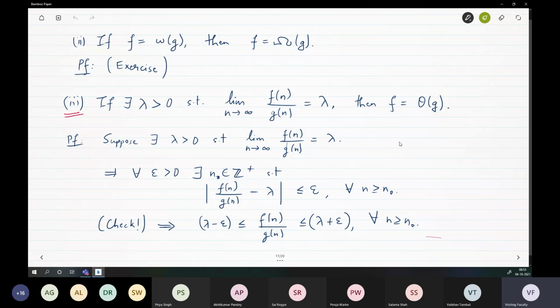Okay, and that's the proof. So first of all, by definition it should be clear now that if f is theta of g, then g is theta of f. You see that because if fn by gn goes to lambda, gn by fn will go to 1 by lambda. 1 by lambda is also a positive number, so no problem there. It is fine.